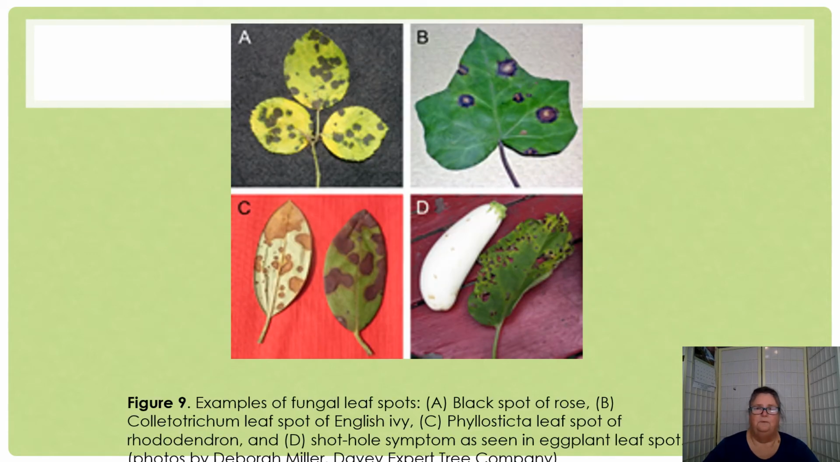All right, here we have some examples of fungal diseases. The early blight of tomatoes we saw in part 1 was also a fungal disease. So there we've got black spot of rose, which is very common, Colletotrichum of English ivy, Phyllosticta, and shot hole symptoms on eggplant.